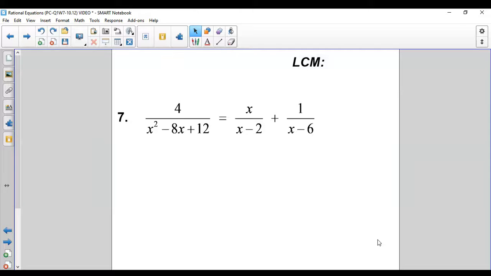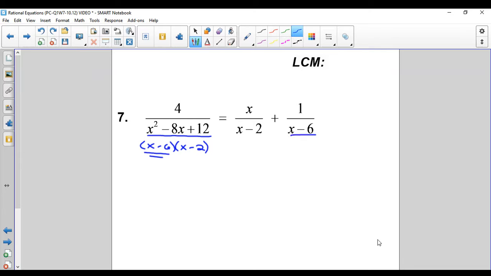Last two examples here, a little bit more on the bottom of each one, so let's check them out. First thing you need to do is factor whatever you need to on the bottom. We factor x squared minus 8x plus 12. That factors into x minus 6, x minus 2. Nice thing is, based on what I give you, it's going to factor into what we already have. All right, so that should help you out with factoring.